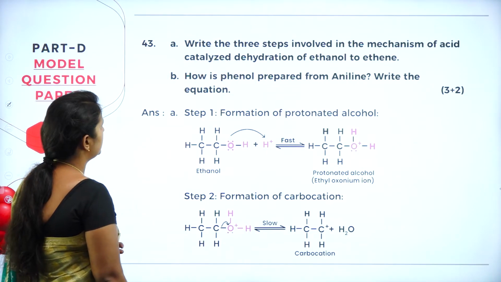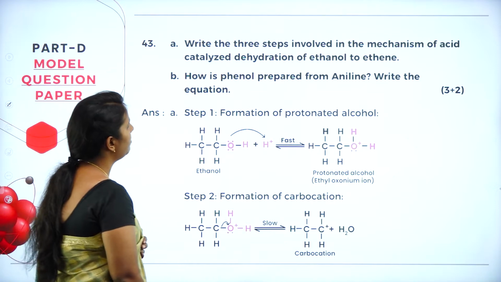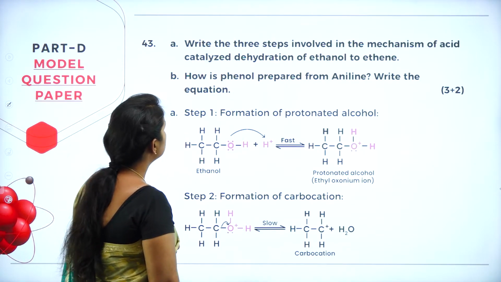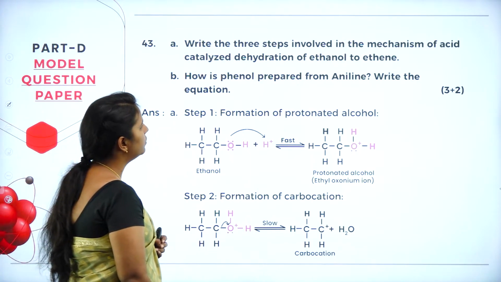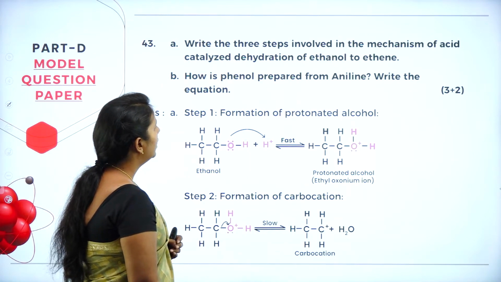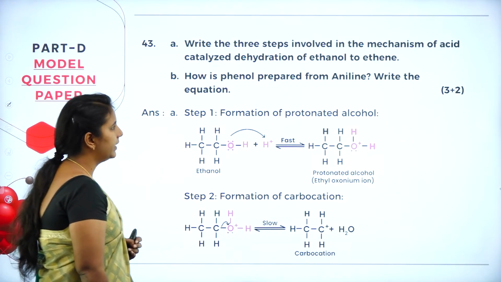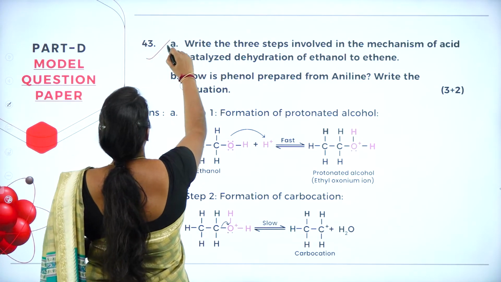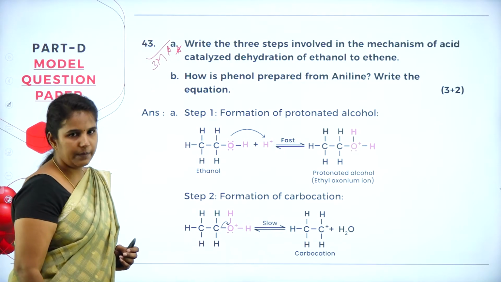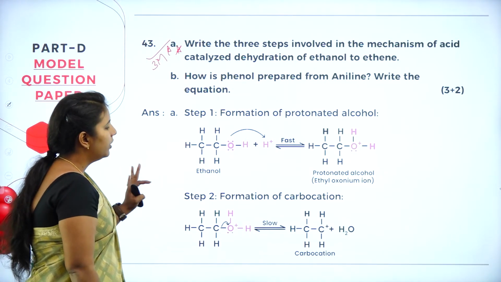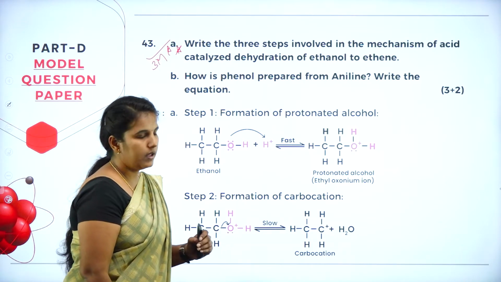Coming to the next question: write the 3 steps involved in the mechanism of acid catalyzed dehydration of ethanol to ethene, and how phenol is prepared from aniline. Write the equation. This is a most expected question for 3 marks and the most repeated one also. Here you need to say the 3-step reaction.